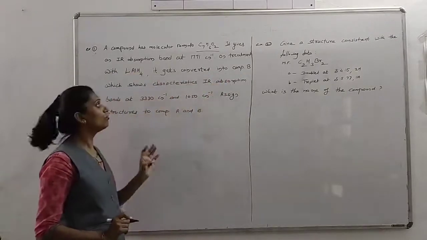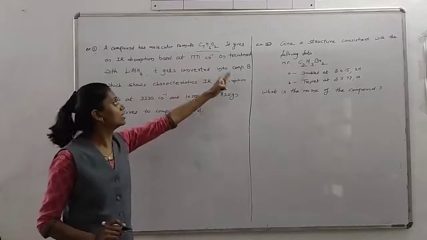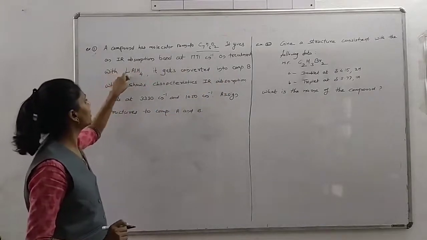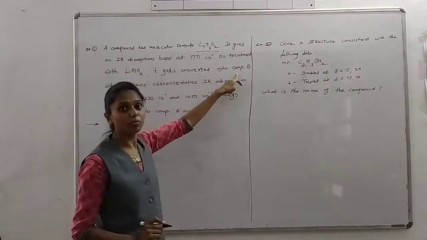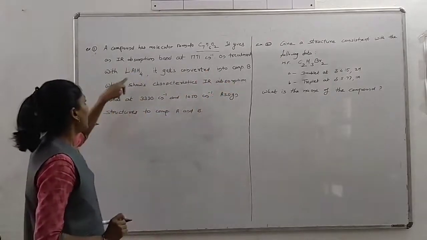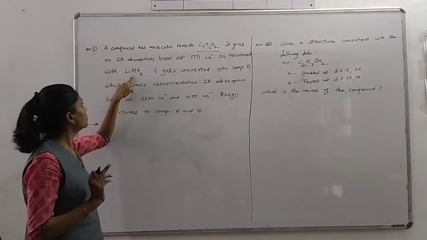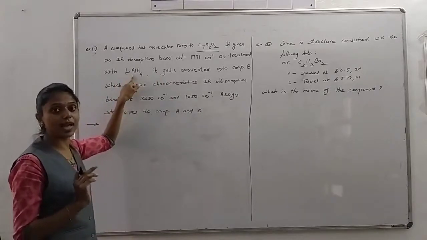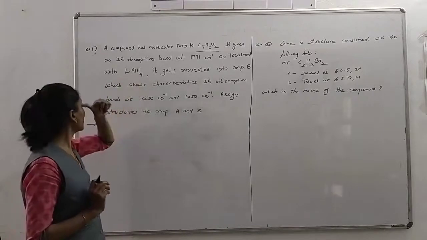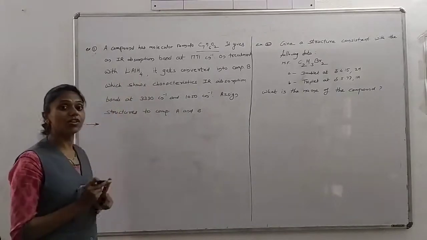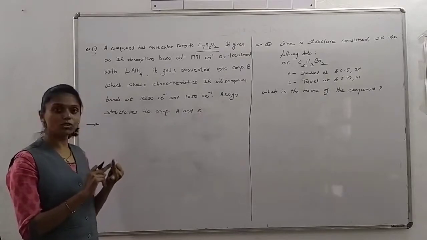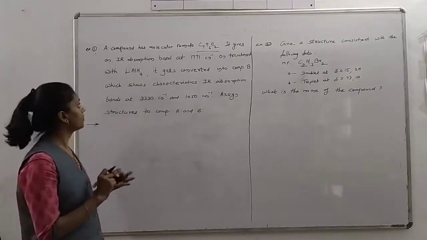That means we don't know what the product, compound B, is. But on reaction with lithium aluminum hydride, we get compound B. And you know that lithium aluminum hydride is used as a reducing agent. Which functional groups does it reduce? Aldehyde, ketone and acid.